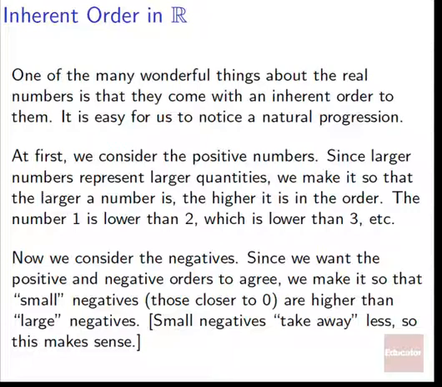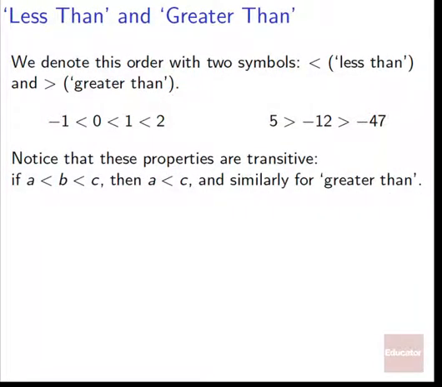So it makes sense that really big negative numbers come lowest, then small negative numbers, then 0, then small positive numbers, then large positive numbers. This seems pretty reasonable, and there is an internal logic here. It doesn't contradict itself, so it seems like a good thing to run with. So we take this idea and now we'll use symbols so that we can denote it easily. We denote the order with two symbols, the less than symbol and the greater than symbol. So -1 is less than 0. 0 is less than 1. 1 is less than 2. 5 is greater than -12. -12 is greater than -47.